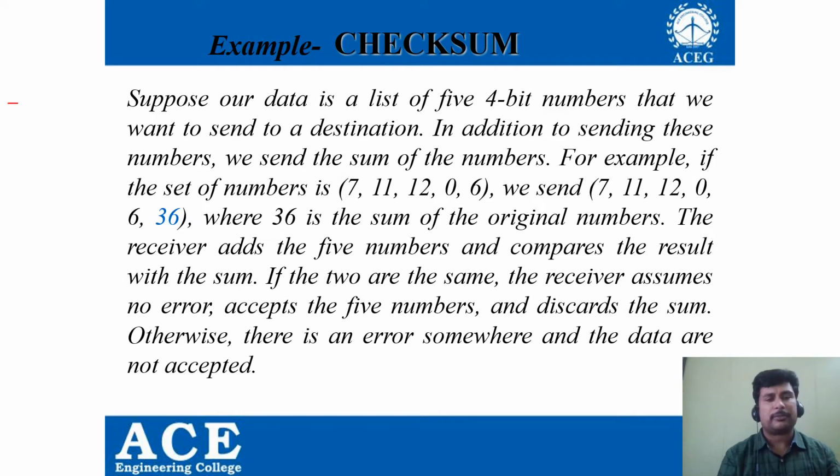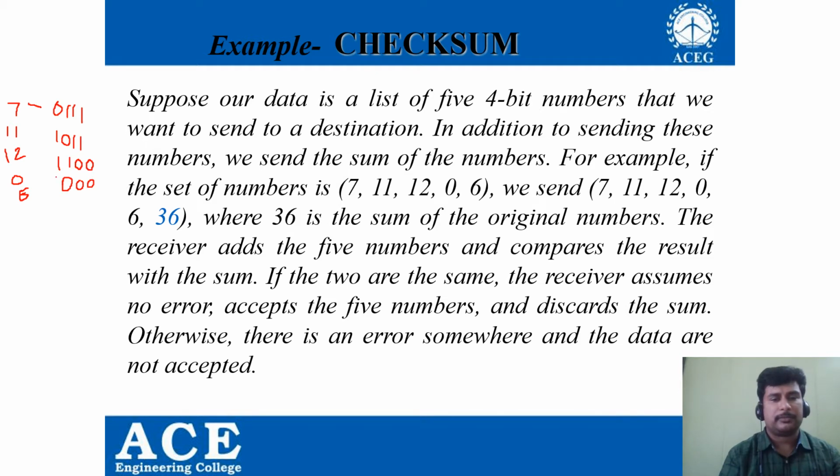For instance, I am going to transmit 5 numbers called 7, 11, 12, 0 and 6. So these 5 numbers are represented in 4 bits like 0111, then 11 is 1011, then 12 is 1100, 0 is 0000 and 6 indicated as 0110.